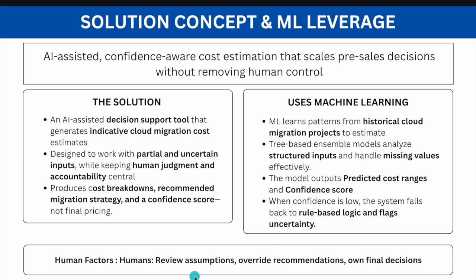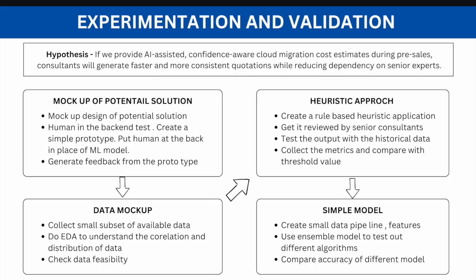So we have also included a human factor in that. The humans will review the assumptions, override recommendations, and own the final decisions. So the machine won't have the final decision criteria.